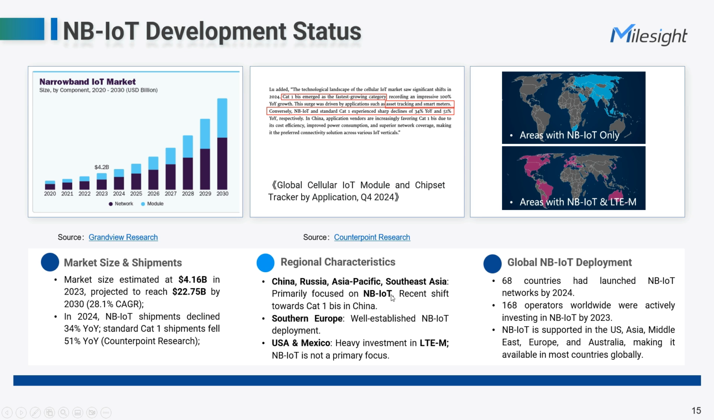In places like China, Russia, and much of Asia Pacific, the market is still predominantly NB. But in the US and Mexico, the major carriers have already invested heavily in LTE-M, so they're continuing to focus on that instead of NB. A great example is AT&T. They've actually started shutting down their NB network across the US and are looking at alternatives like 5G Red Cap. And in other major markets, the support just isn't there. Europe's largest operator, Orange, doesn't support NB, and Japan's NTT Docomo doesn't either. So the big takeaway is that the technology choice is highly regional.